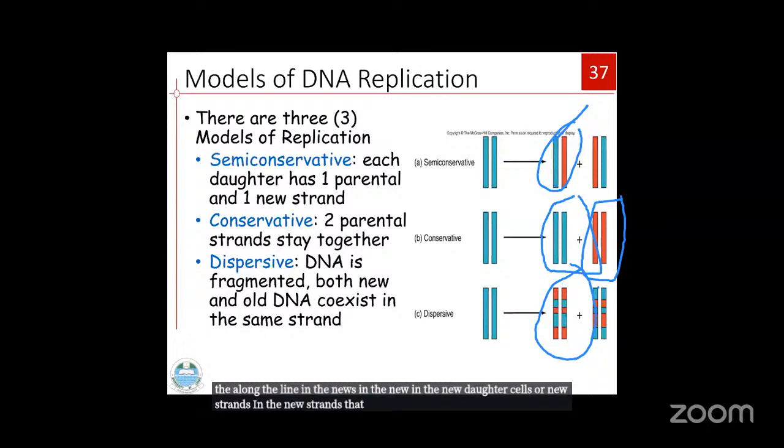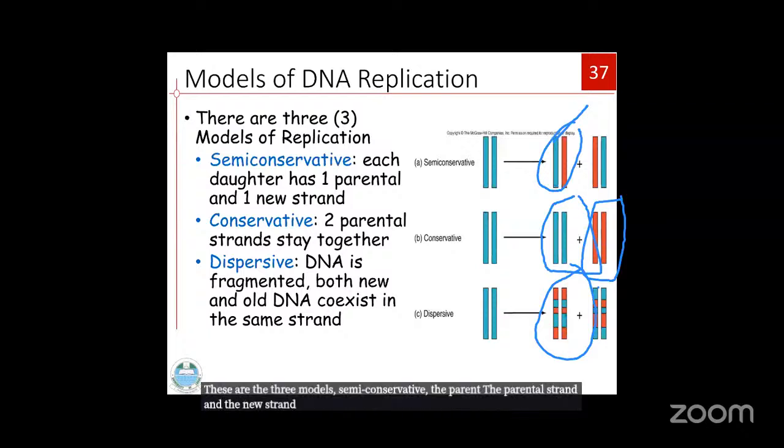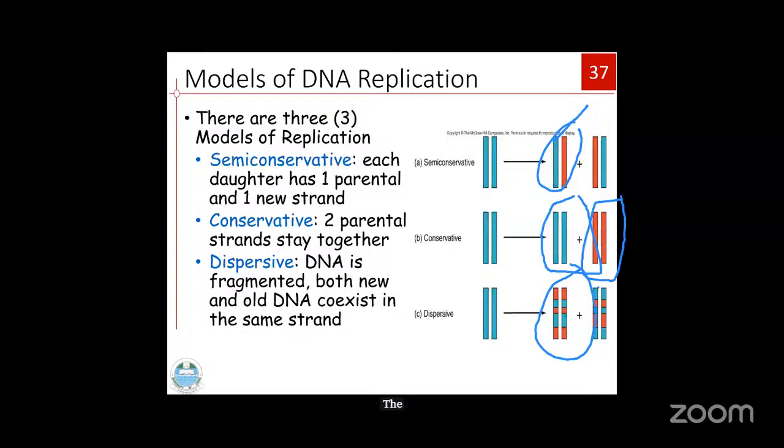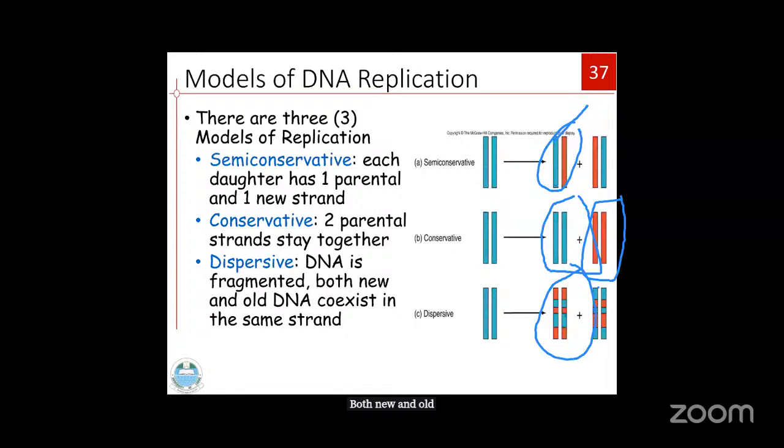And these are the 3 models: semi-conservative, where the parental strand and the new strand stay side by side together. The conservative model says that no, the parental strands are conserved, they stay together, and the daughter strands stay on their own. Whereas the dispersive model says that the DNA is fragmented and both new and old coexist in the same strand.